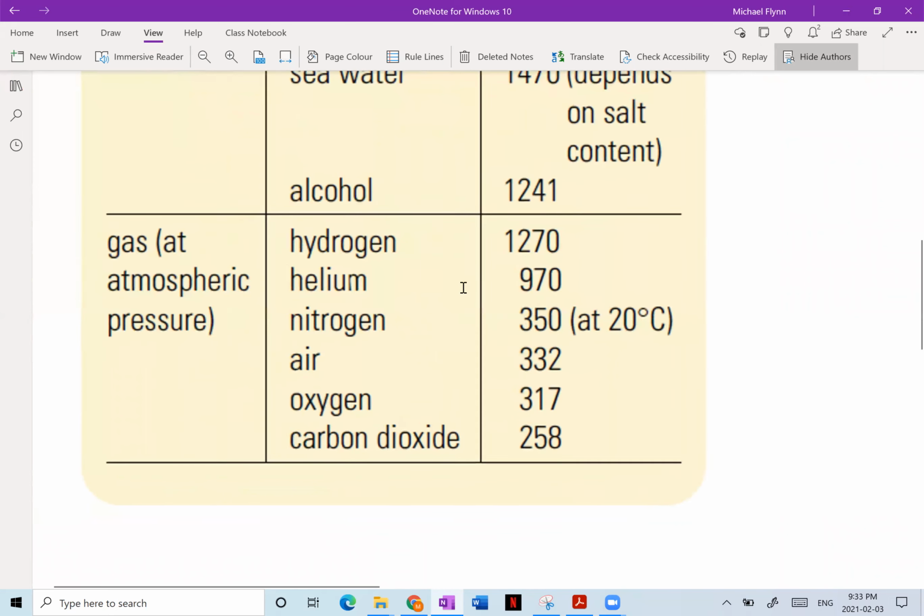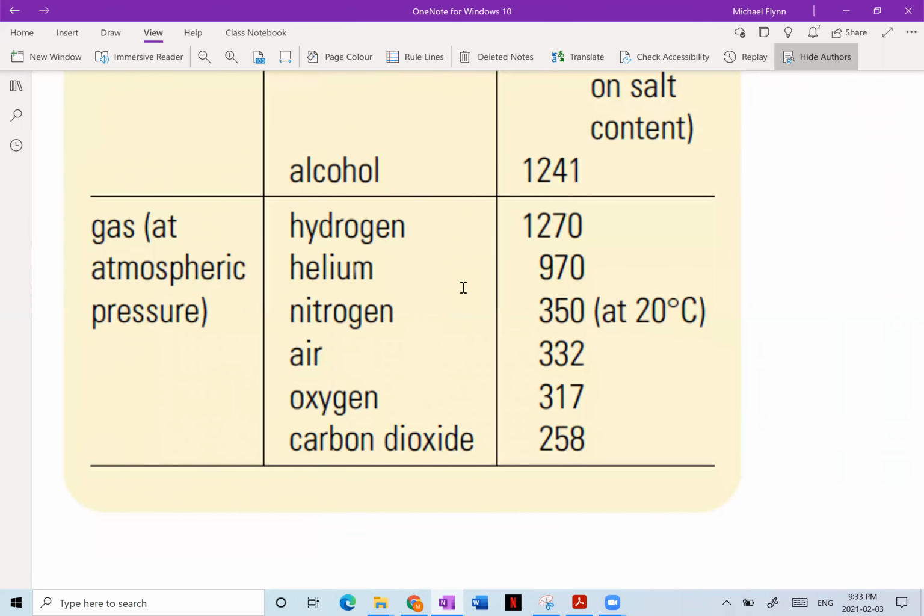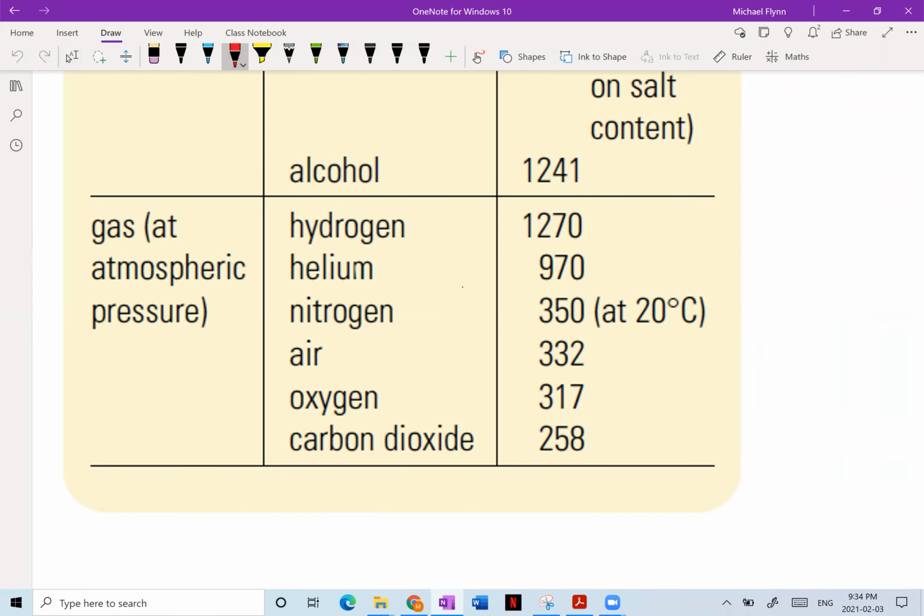To give you some sense of it, take a look at how fast sound moves through various things. I'm going to start at the bottom where the speed of sound is the slowest. Now, these are all numbers in meters per second. 332 meters per second is the speed of sound at 0 degrees Celsius in air. To convert that to kilometers per hour, you multiply by 3.6, and you get almost 1,200 kilometers per hour.